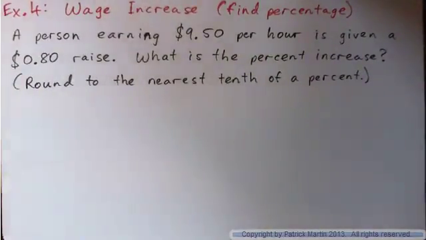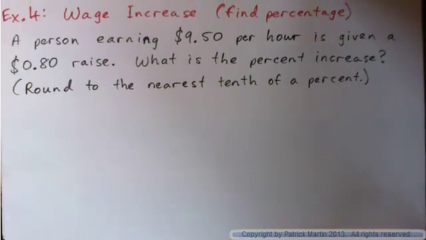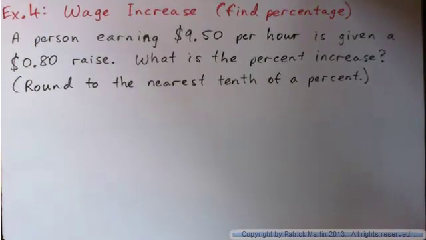A person earning $9.50 per hour is given an 80-cent raise. What is the percent increase? Round to the nearest tenth of a percent. So this time you're given the money increase, and you have to find what percentage that is. Okay? So let's walk through this.